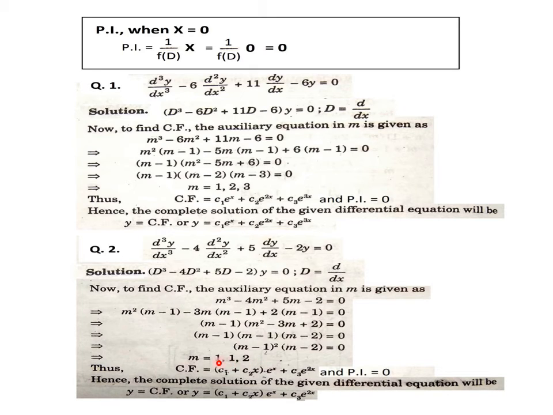So for two real and same roots, CF is written as (c1 + c2x) e^x, as we discussed in the previous slide of this lecture, plus for that different root, c3 e^(2x). At the right hand side, capital X is 0, so PI is 0, and the solution is y = CF + PI, so y = CF only, that is y = (c1 + c2x) e^x + c3 e^(2x).